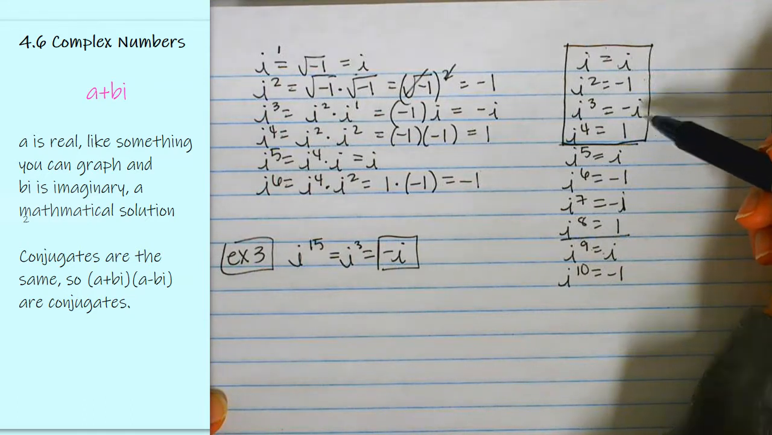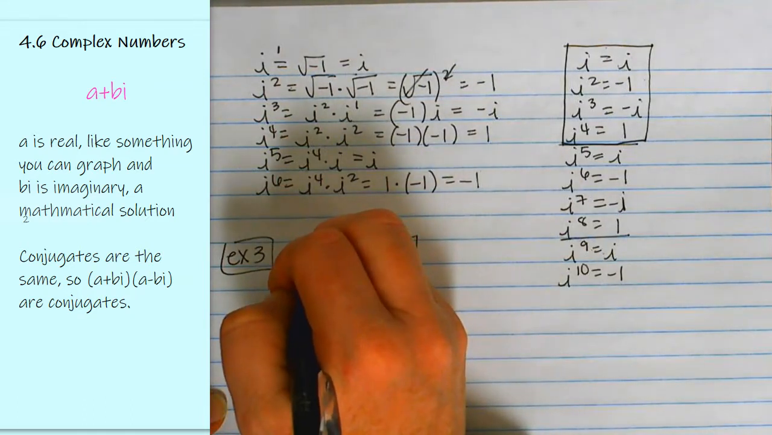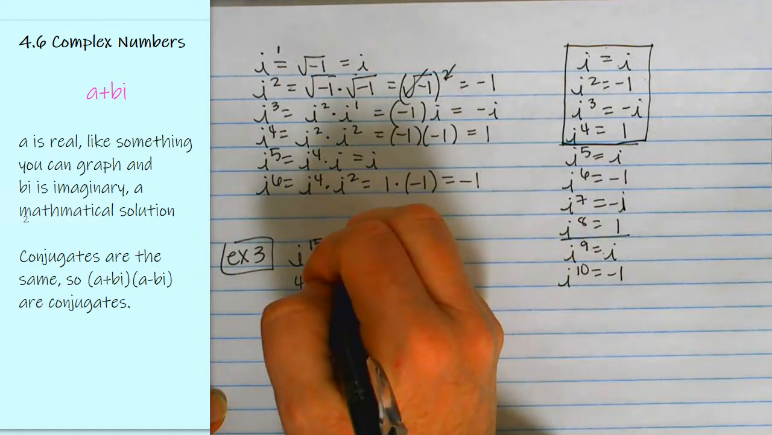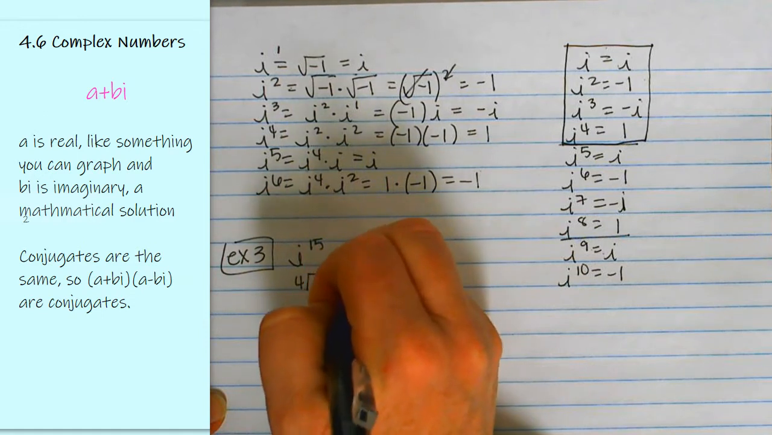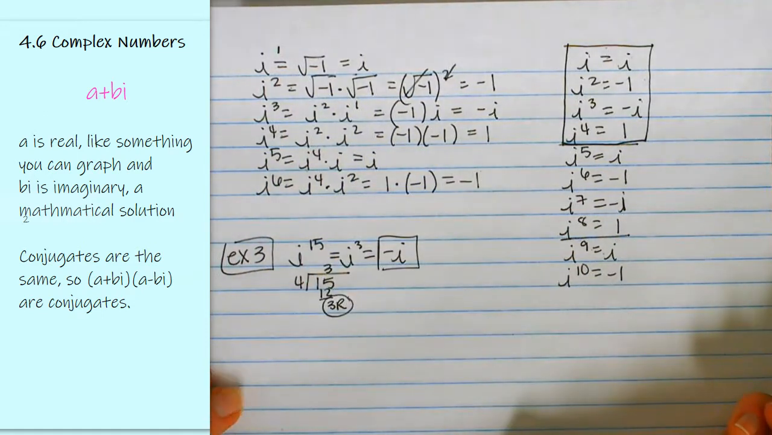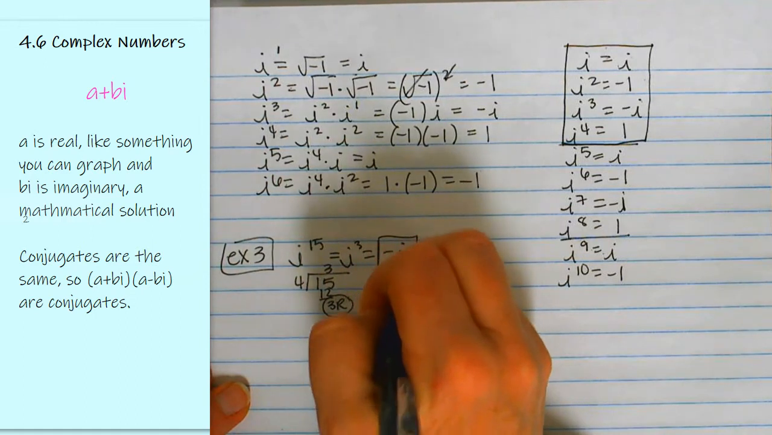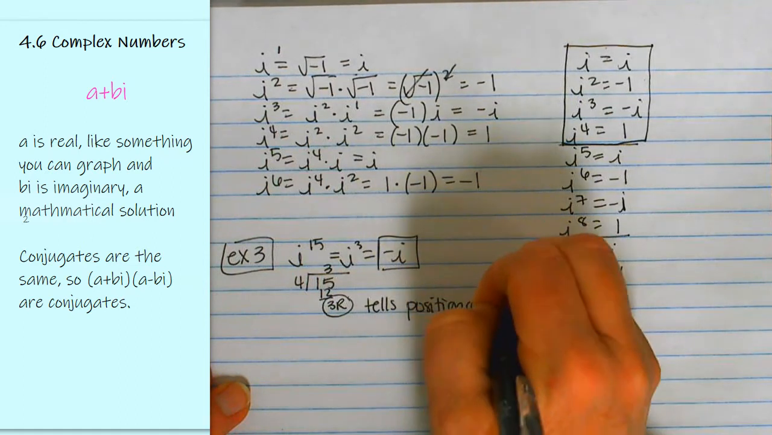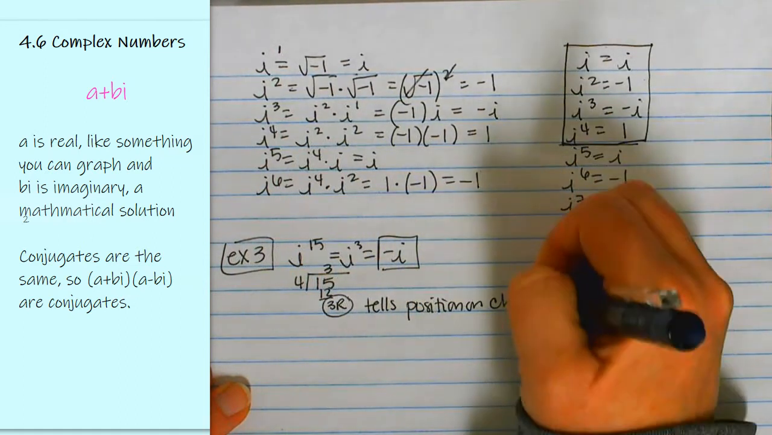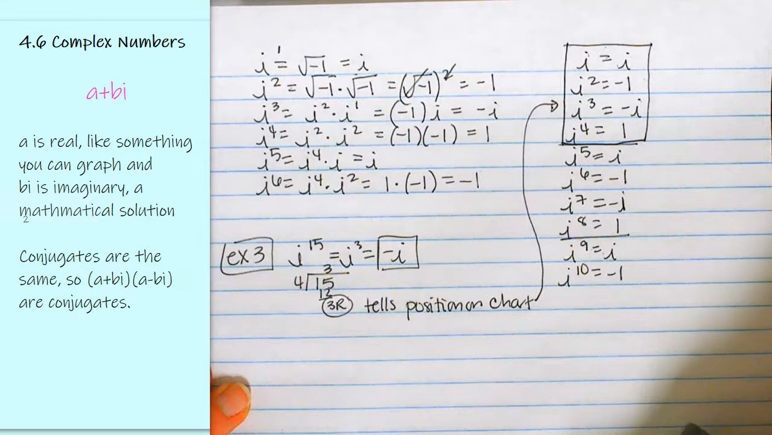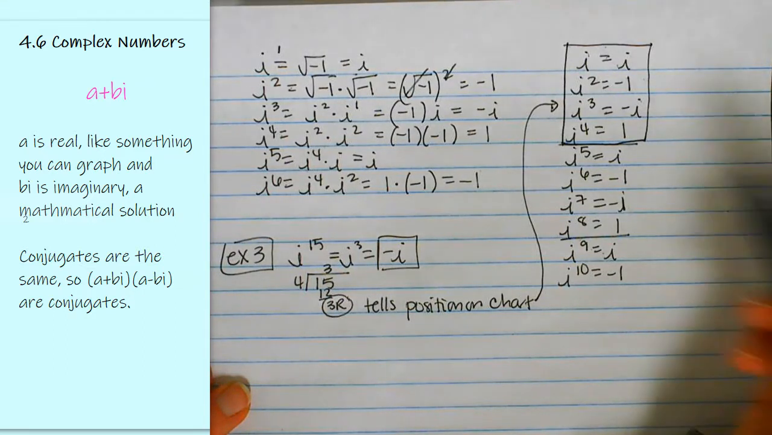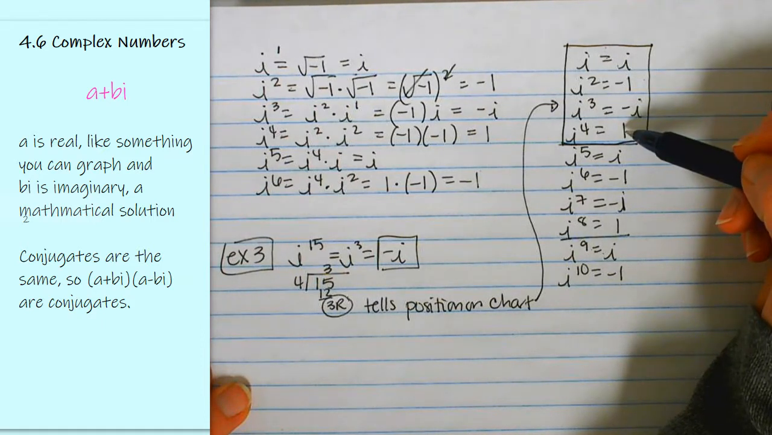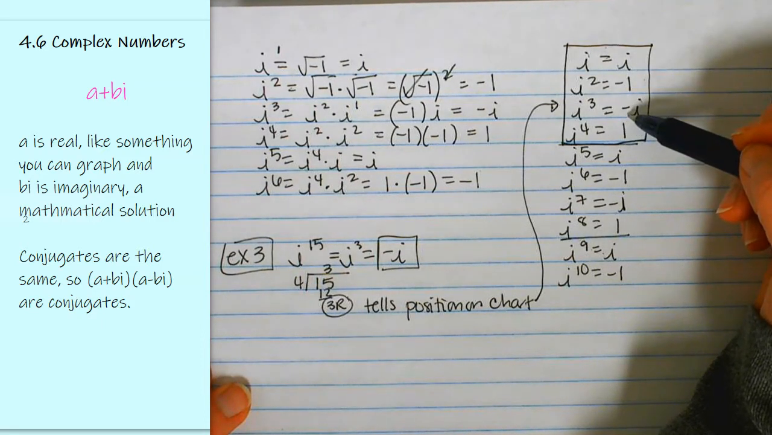The other way to think about this is that 15, if you divide 4 into 15, it goes 3 times with a remainder of 3. That remainder of 3 tells you where it is on the chart. So it's in the third position. So it's going to be equal to negative i. So it goes around this little circle here 3 times, and then it lands on i cubed.